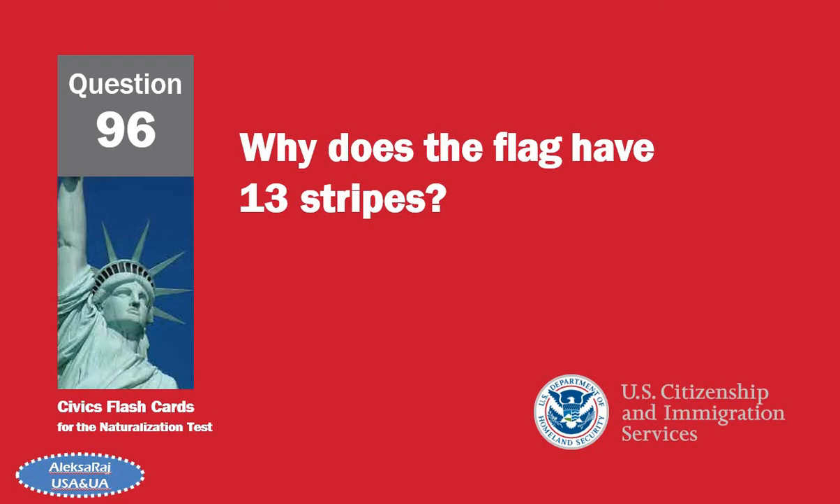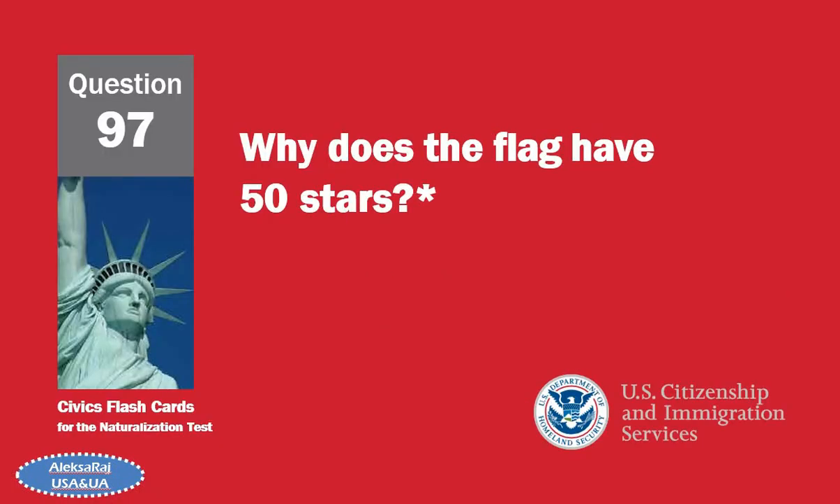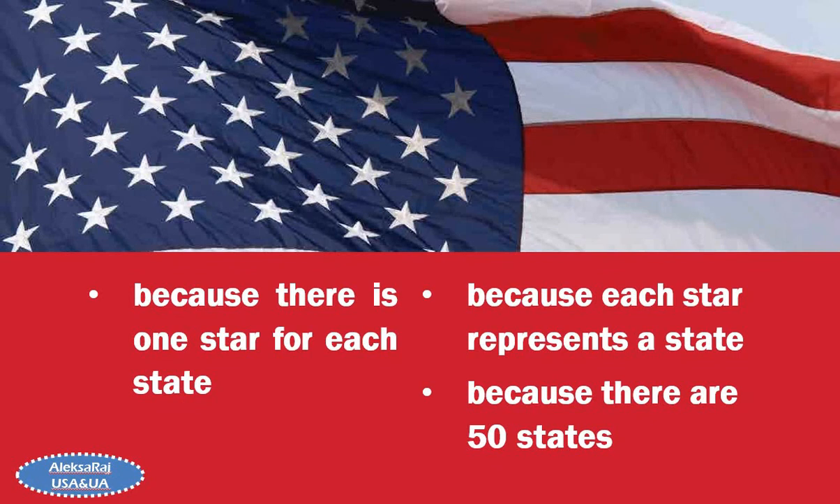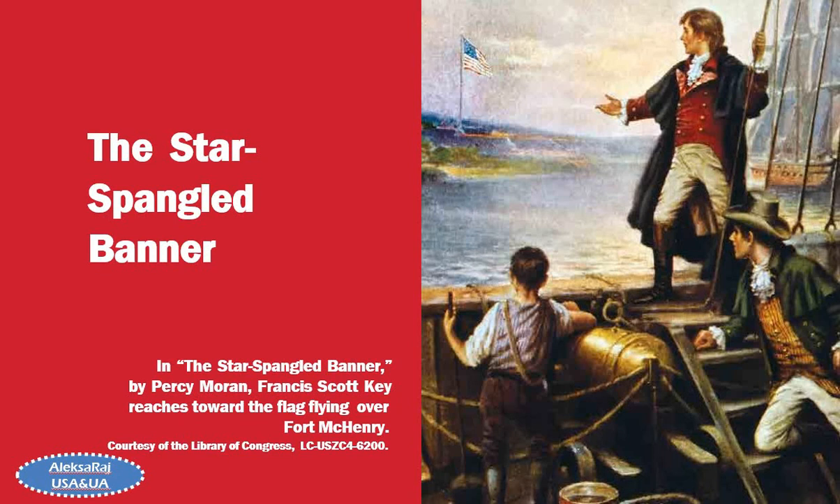Why does the flag have 13 stripes? Because there are 13 original colonies. Because the stripes represent the original colonies. Why does the flag have 50 stars? Because there is one star for each state. Because each star represents a state. Because there are 50 states. What is the name of the national anthem? The Star-Spangled Banner.